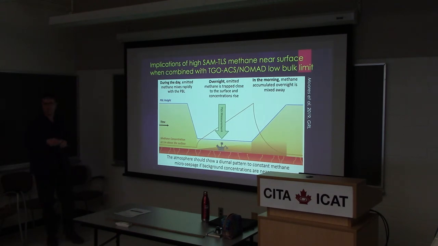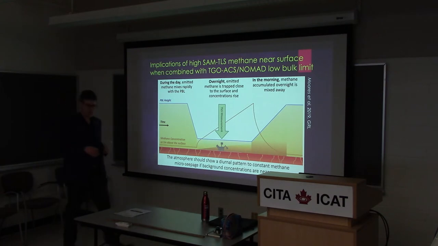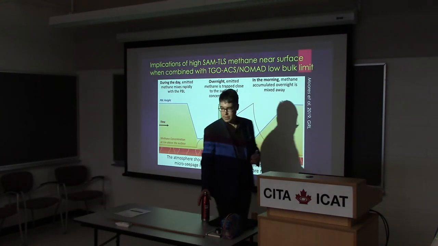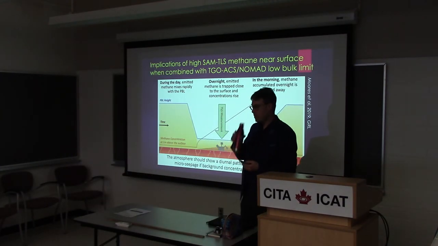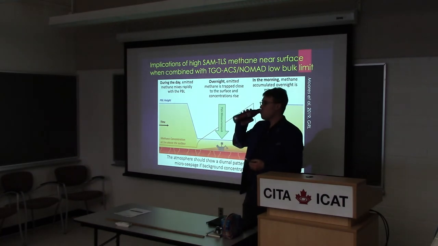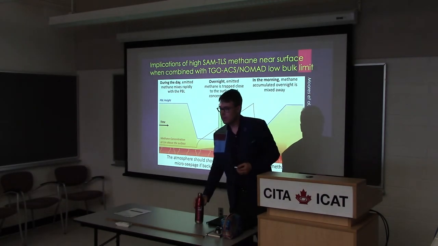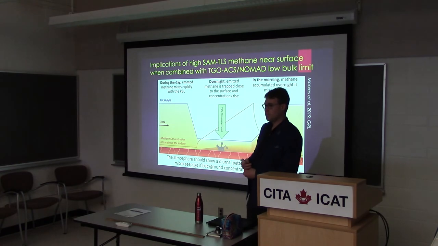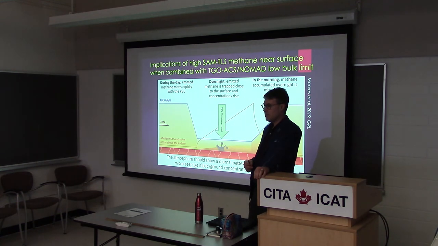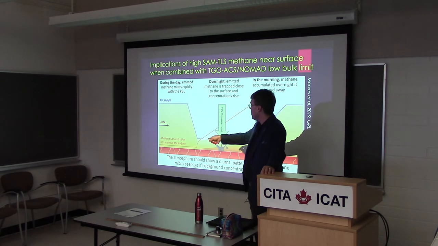So the question is, why does it matter what the PBL height is? The local diffusion coefficient, right? The question is, if I inject a methane molecule at the ground, can it get within a few hours to the top of the atmosphere, to the PBL height? Yeah, it's very quick, actually, during the day.